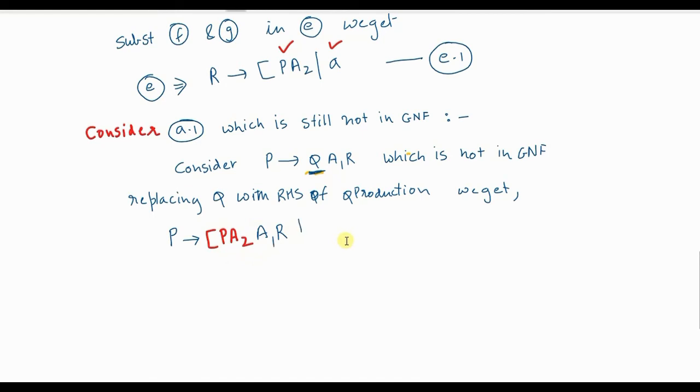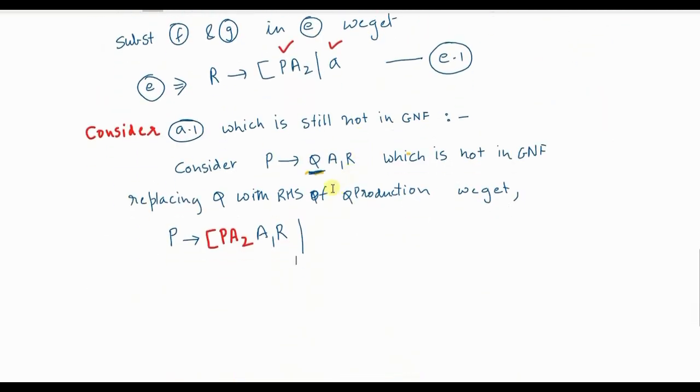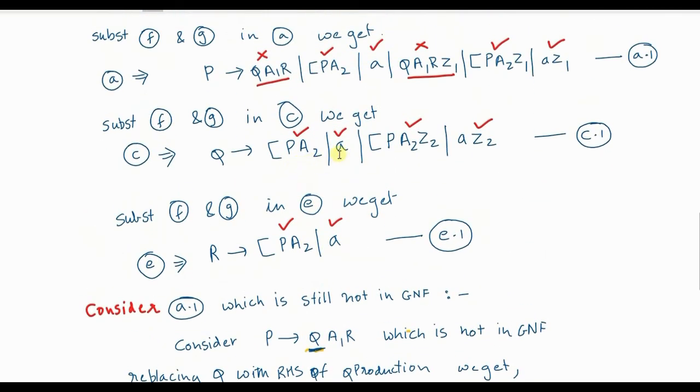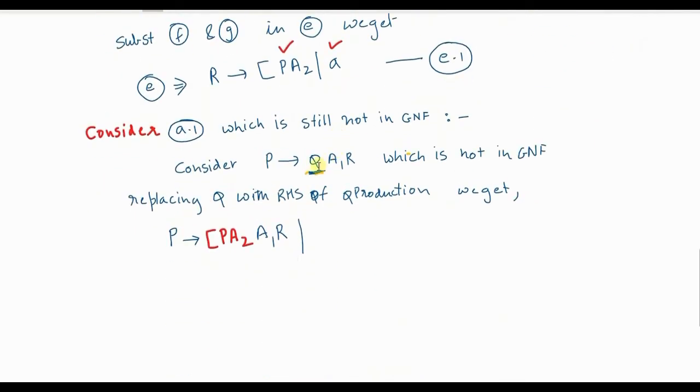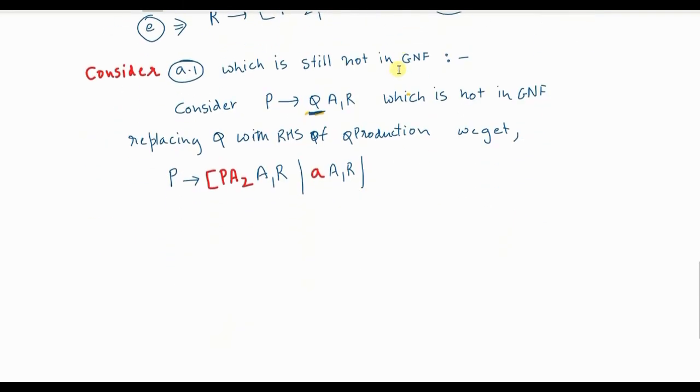but you can't be replacing only one term of Q production. Why? Because Q production over here also has other terms. So each of these terms of the Q productions have to be replaced in this Q. Okay, so next term of the Q production is A. So it can be now written as A1R. A then A1R. Understood? Then still there are more terms. For example, opening bracket PA2Z2 is a term.